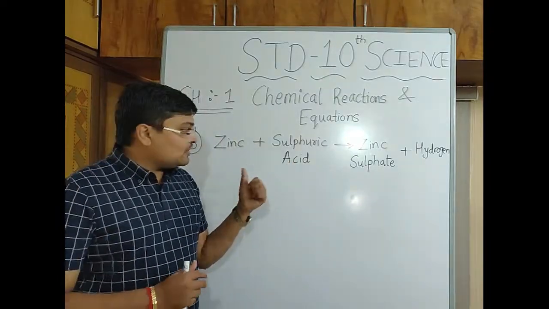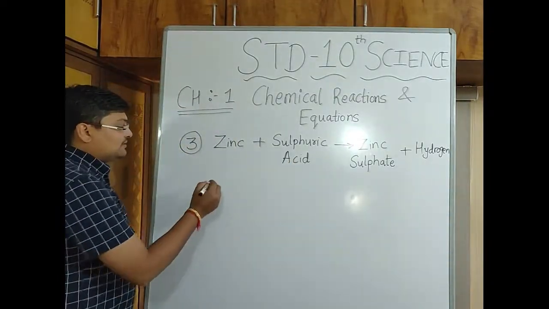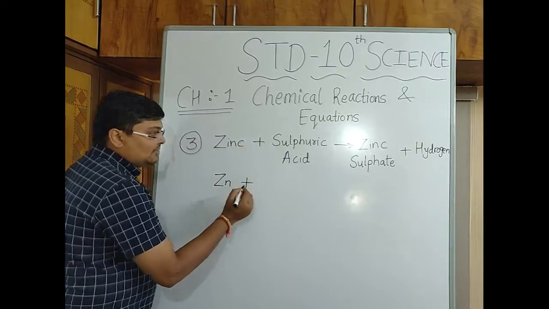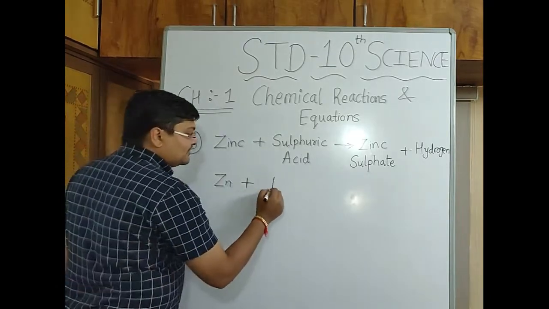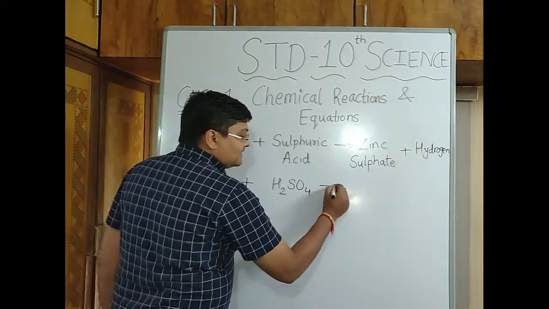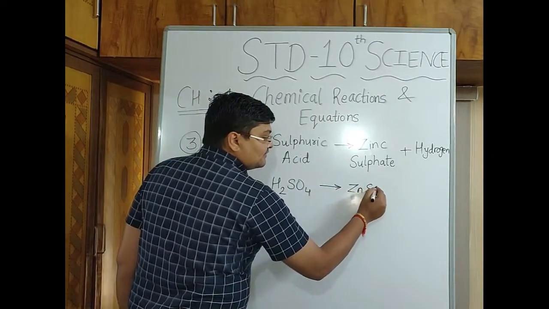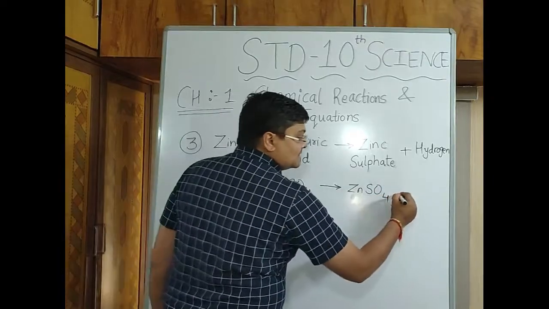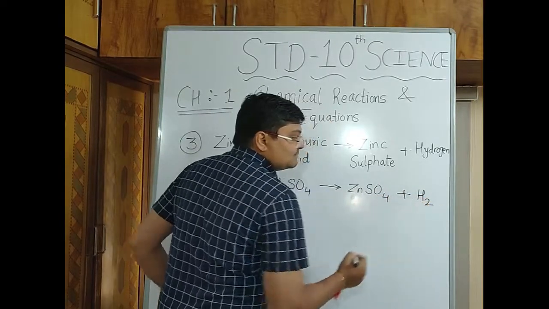Now let us solve this problem. Zinc can be written in symbol form as Zn. Sulfuric acid can be written in the form of H2SO4. Zinc sulfate, that is ZnSO4, and hydrogen, that is H2.